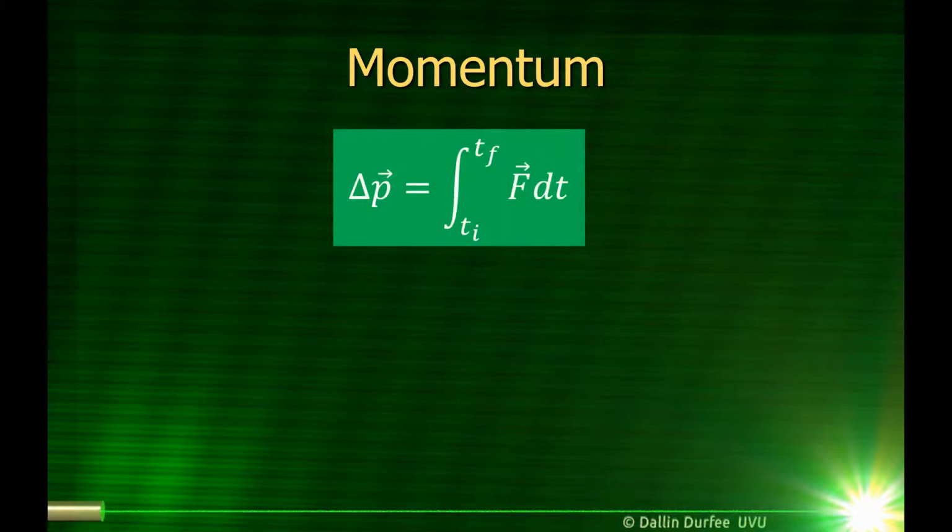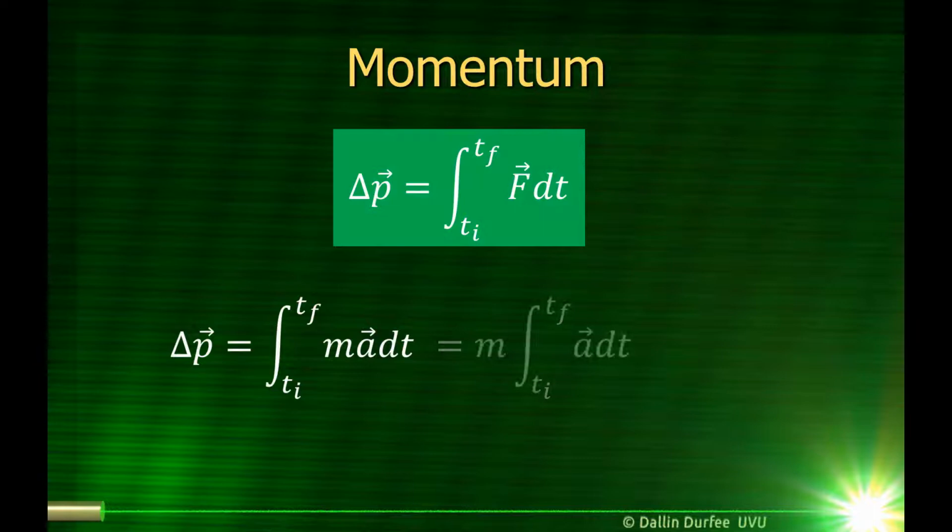The change of momentum is the integral of force with respect to time rather than distance. Well, wait a minute. I thought momentum was mv, so change of momentum would be m delta v. Well, let's run with this. So if I take the integral of force with respect to time, force is mass times acceleration. The mass is a constant. It comes out of the integral.